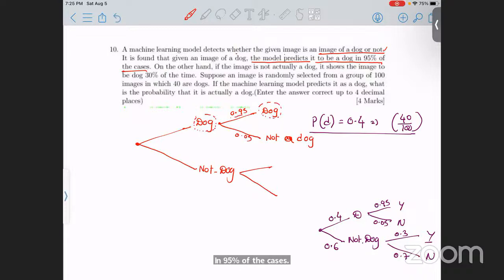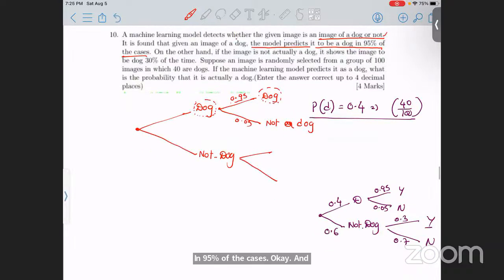And then on the other hand, if the image is not actually a dog, the bottom case, it shows the image to be a dog 30% of the time. So for a not-a-dog, it can show as dog. How much percent? 30%, 0.3.